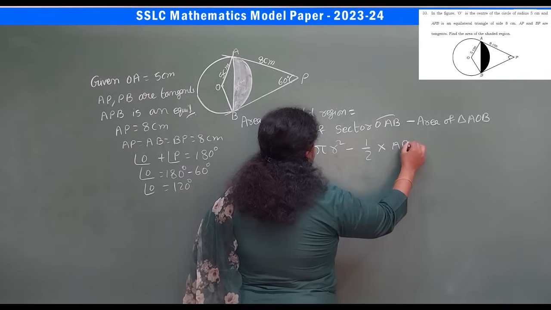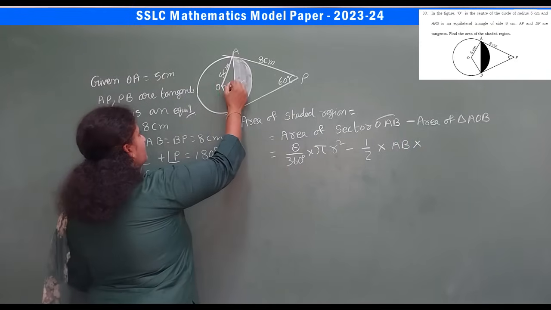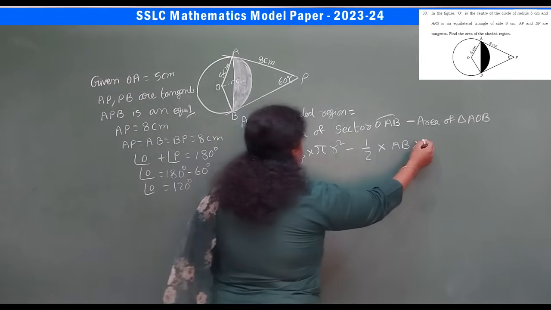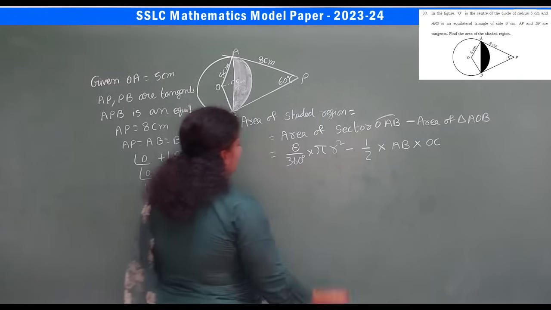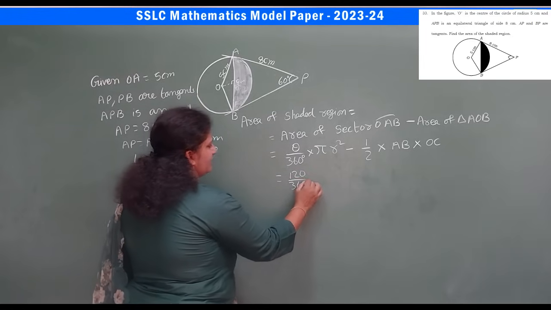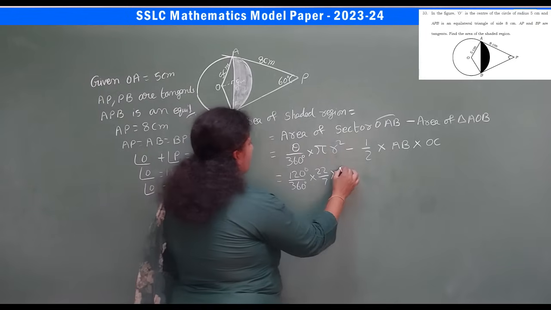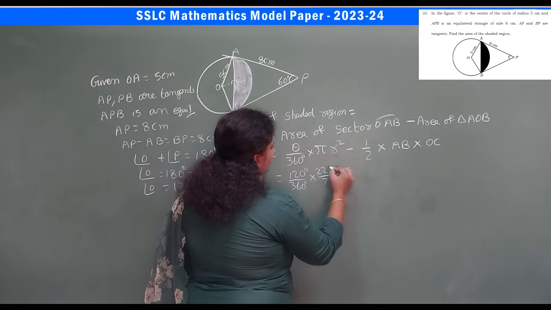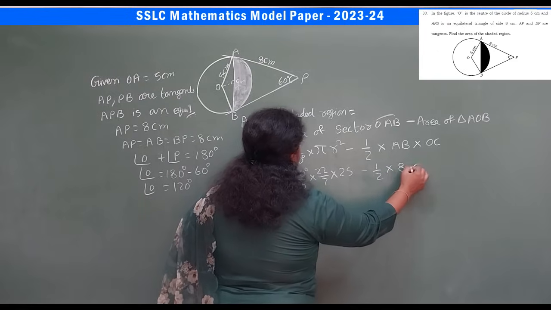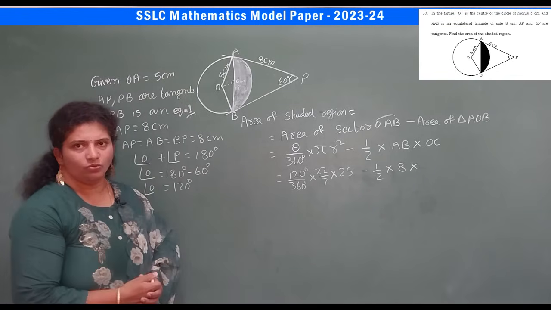Observe the triangle base. I'll take it as AB. And what is the height? I don't have the height, so take a perpendicular and mark this as C. Right here OC is the height. Theta value is 120: 120 by 360 degrees into pi value 22 by 7, and radius is 5, 5 5s are 25. You can write directly: half into AB, we know it as 8. Then what about OC? OC we don't know.